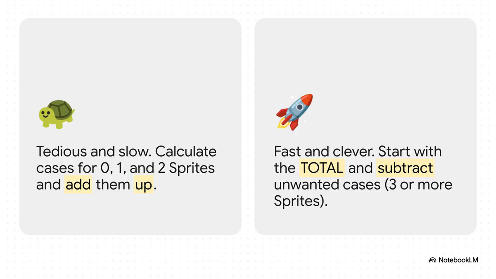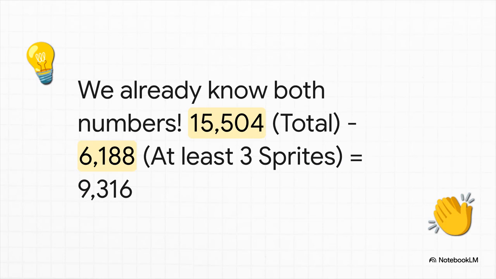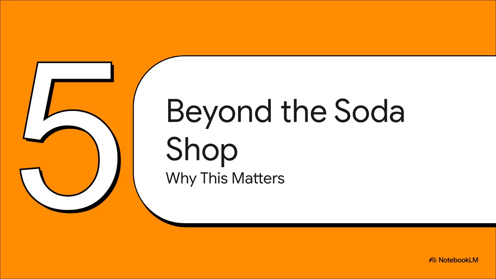We already know the total possibilities, right? So what don't we want? We don't want any combination with 3 or more Sprites. And here's the beautiful part. We've already calculated both of those numbers. We know the total is 15,504. And we just calculated that the number of combinations with at least 3 Sprites is 6,188. So we just subtract the part we don't want from the total, and we get our answer, 9,316. So much faster.